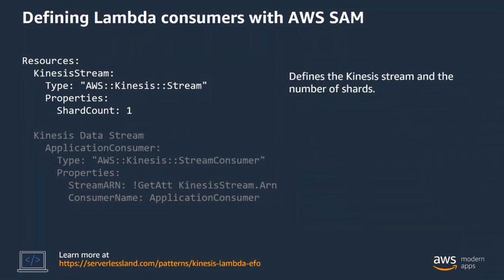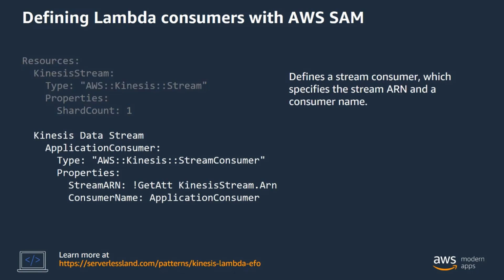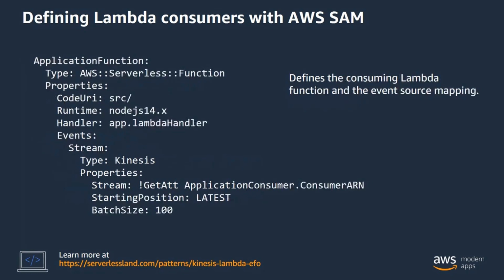Here's an example of a SAM template that deploys a Kinesis data stream, a consumer, a Lambda function, and the IAM resources needed to run the application. You can see and deploy the entire example in the URL shown on the slide. The first resource is the Kinesis stream itself, which is defined with a shard count of 1. The next resource defines the Kinesis stream consumer. It sets the stream ARN, that's the Amazon resource name, and the consumer name.